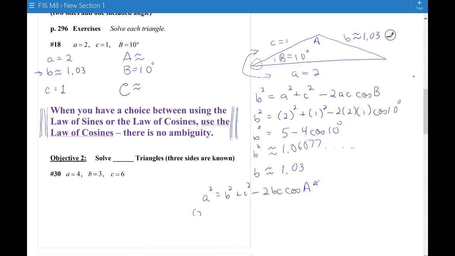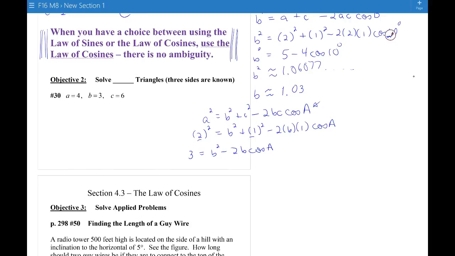so that's what I'm going to be able to solve for. So I'm going to have 2 squared equals, I'm going to keep the b squared in my calculator because I don't want to approximate it. I want the actual whole value for my calculator. So I'm going to have 4 minus 1, so that's 3, equals b squared minus 2b cosine of A. So now I'm going to subtract b squared from both sides and divide both sides by negative 2b.